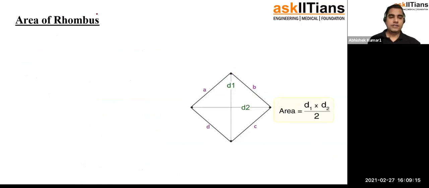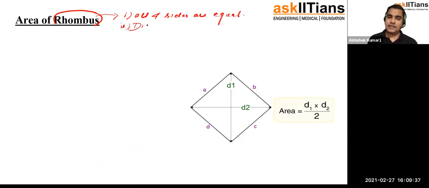We have to discuss how do we find out the area of any rhombus. Okay. We know what is a rhombus. Rhombus is a figure in which all four sides are equal. That's the first property, right? All four sides are equal. Okay. And what is the second property you have? The second property is diagonals bisect at 90 degrees.